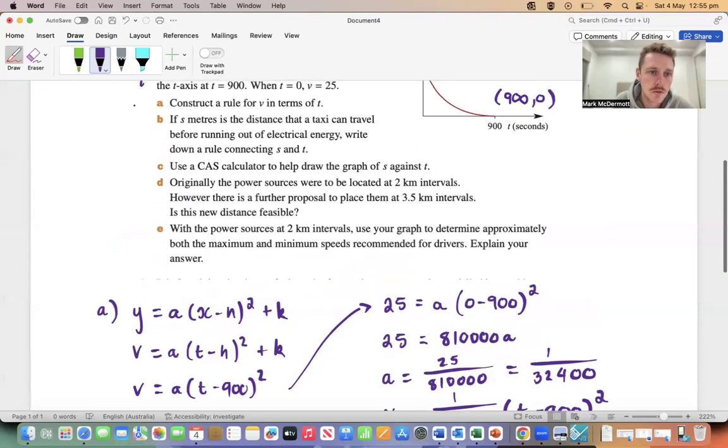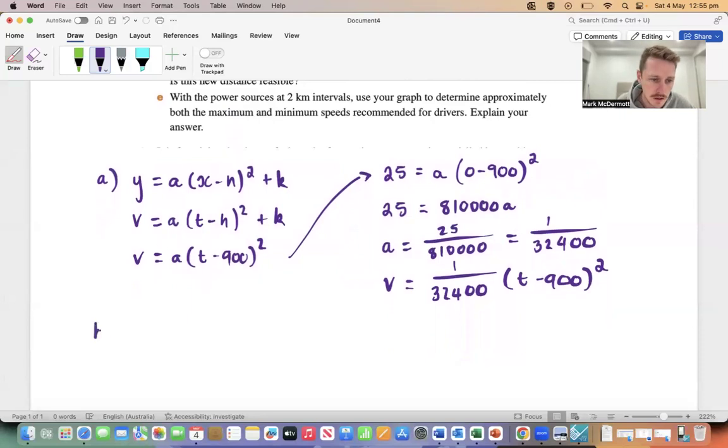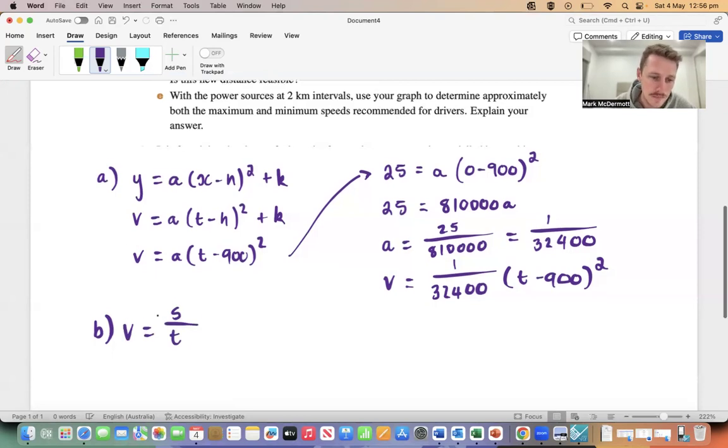Construct a rule for V in terms of T. Okay, if S meters is the distance that a taxi can travel before running out of electrical energy, write down a rule connecting S and T. Okay, this is where it gets a bit confusing. So for part B, we need to think a little bit about physics, very tiny bit. We know that in physics, speed, which they've called V in this case, is equal to distance, which they've called S, over T. That can be a bit confusing. V, just recall, is speed in this case, and S is distance.